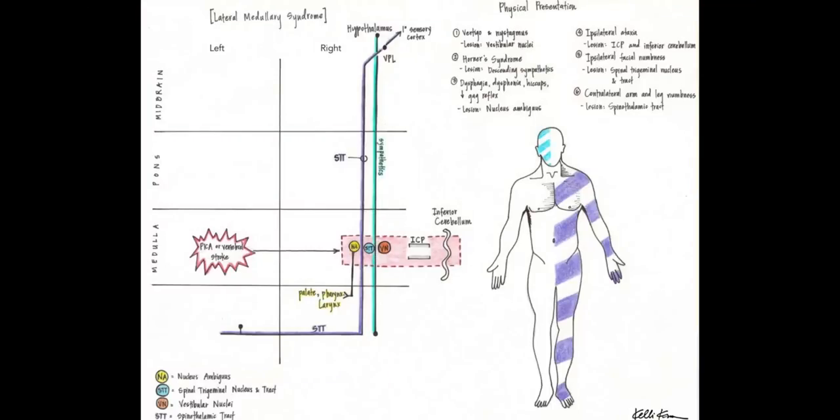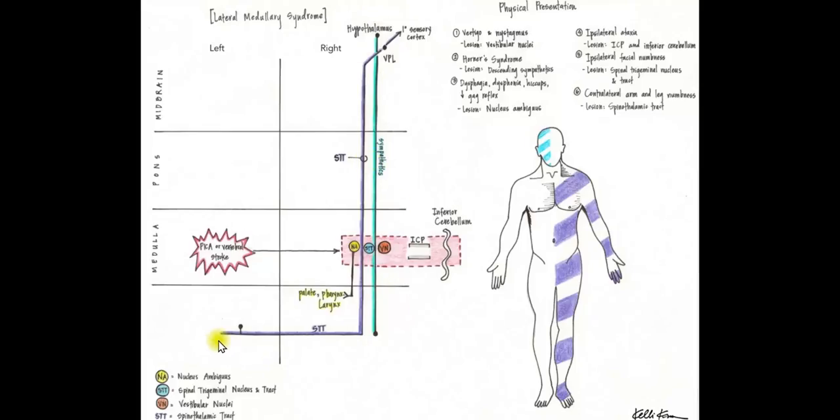Okay, so here are all the features of lateral medullary syndrome here in a cartoon drawing. So the patient has a PICA occlusion or a vertebral occlusion with a resulting stroke. So we get the nucleus ambiguus: dysarthria, dysphagia, hiccups. We have the spinal trigeminal tract, that's the ipsilateral facial sensation lost. Vestibular nuclei give the patient vertigo, nystagmus. Here's the descending sympathetics, which gives the patient an ipsilateral Horner syndrome.